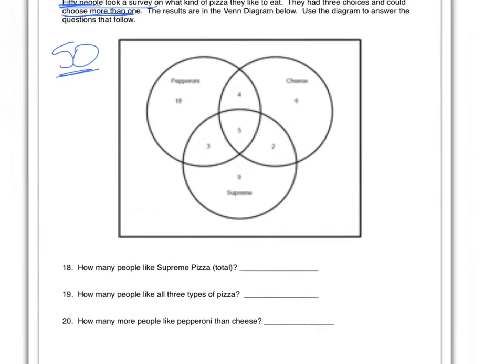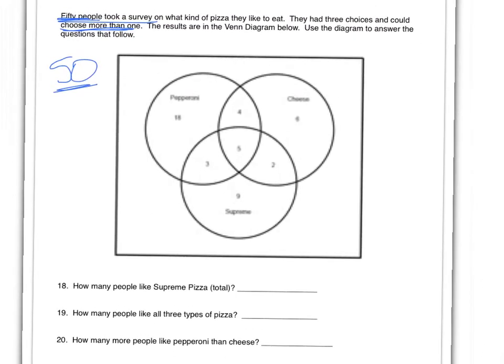Here's our questions. How many people like Supreme Pizza? And I put in parentheses total because I wanted to give you a little hint that remember Supreme Pizza is this entire circle. So how many people total? So you're going to need to add up 9 plus 3 plus 5 plus 2 in order to get your total number of Supreme Pizza likers, and you would get 19. How many people liked all 3 types of pizza? So remember, in the Venn diagram, that's the part that's going to overlap all 3 circles, which is this section right here. So we know that 5 people liked all 3.